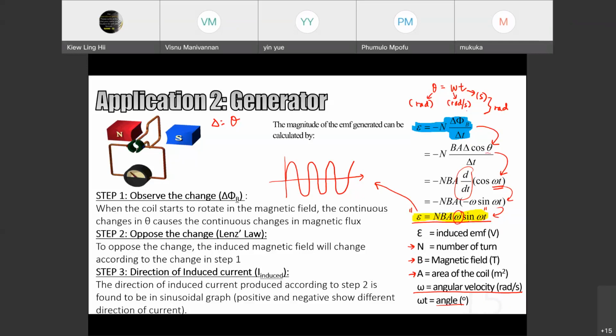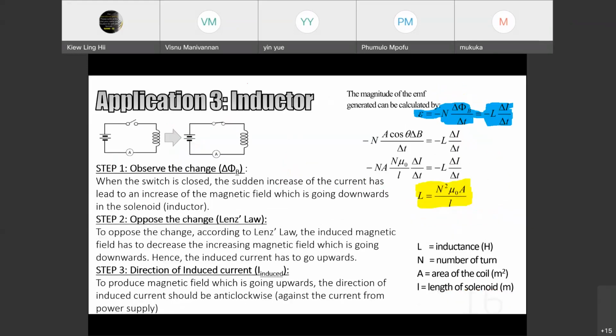The third one would be inductor. Inductor, in other words, is also a solenoid. So this inductor effect is actually a self-induced electrical component. Why do we call this self-induced? Because of the orientation of the wire itself. In the middle of your solenoid, there is a region where there is a possibility of getting a change in magnetic flux due to this region itself.